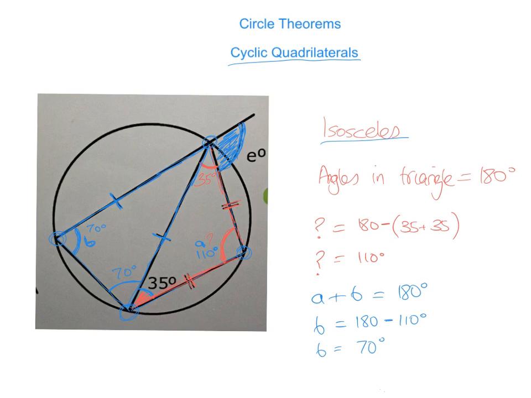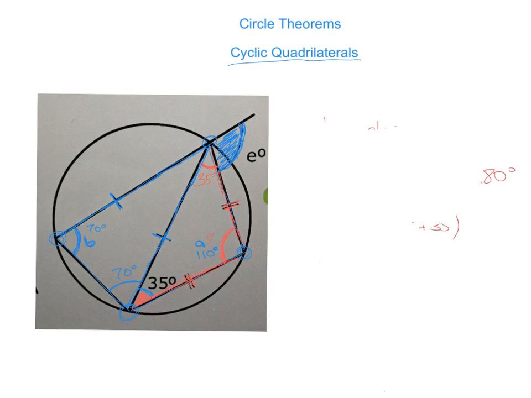Now if I just rub out some of my writing so we've got a bit more room. That means that if this is 70 degrees and this is 70 degrees, we can calculate this angle here. Let's call that angle C. C is going to be equal to 180 minus this angle here, which is 70, and this angle here, which is 70. So C equals 180 minus 70 plus 70 degrees, and that means C equals 40 degrees. So now we know angle C, and I'm going to write that in as 40 degrees.